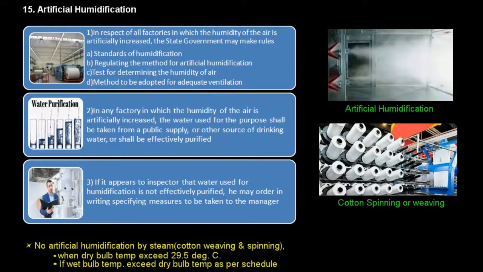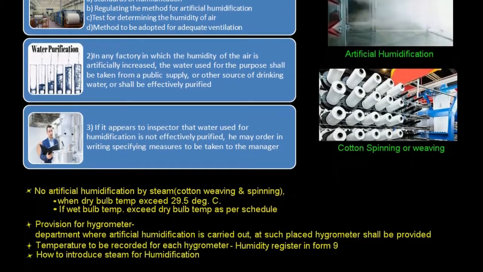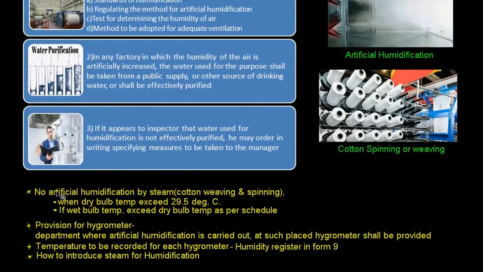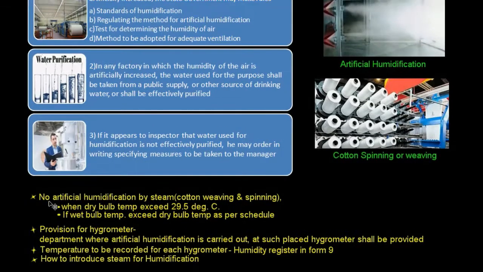Different states will have different humidity and atmosphere factors, so the rules will vary from state to state, but I'll just mention a summary of the Goa Factory Rules 1985. What I have written in yellow is the Goa Factory Rules summary. The first one says that there shall be no artificial humidification by steam in cotton weaving and spinning when the dry bulb temperature exceeds 29 degrees centigrade, or when the wet bulb temperature exceeds the dry bulb temperature as per the schedule.